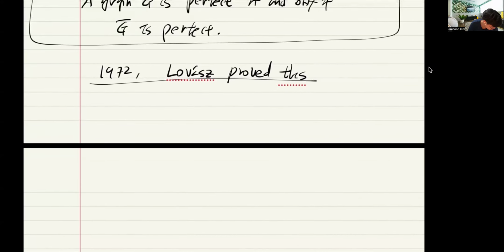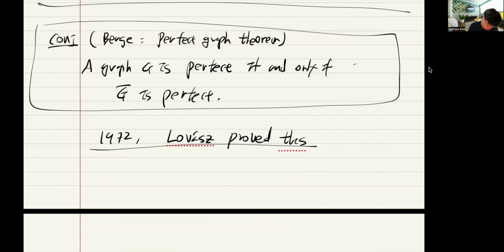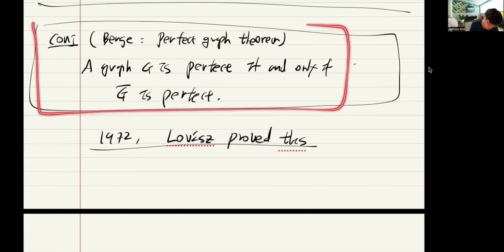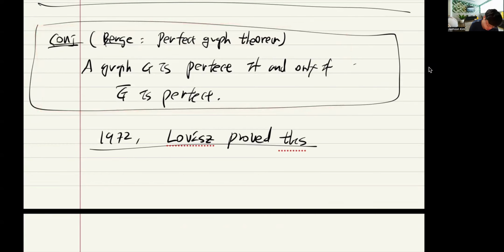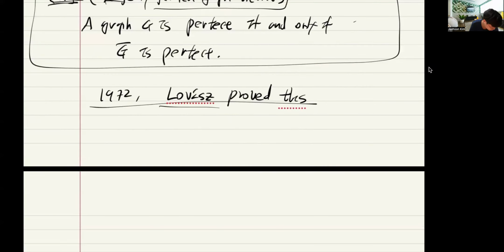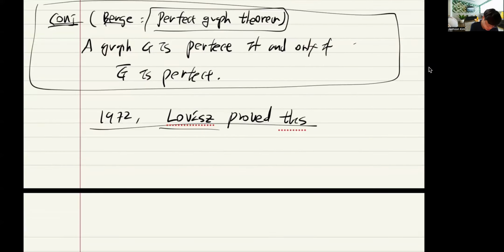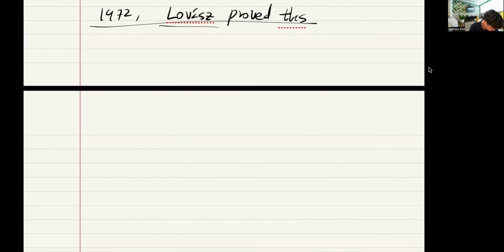We are studying perfect graphs, and we want to prove the perfect graph theorem. It was conjectured by Berge and then proved by Lovász, so it's now the perfect graph theorem. It says that G is perfect if and only if G complement is perfect. And then how did Lovász prove it?